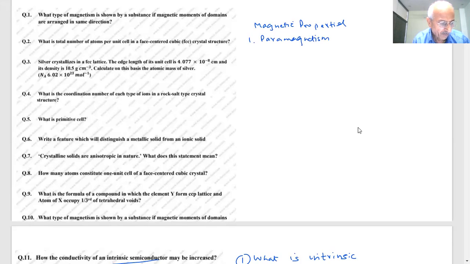Paramagnetism is weakly attracted by the magnetic field. What is the condition? They are magnetized in the same direction. That is not the condition. You are talking of the experiment. I am asking what the condition is. Think more. Unpaired electron. One or more unpaired electrons.